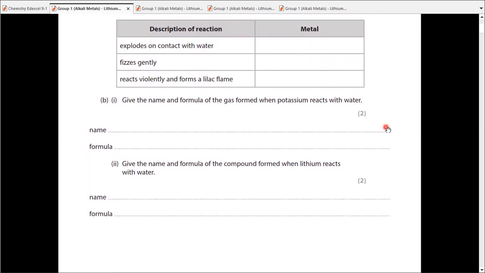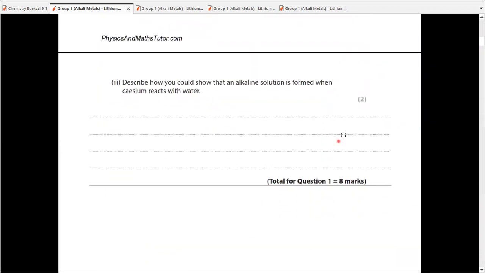Okay, moving on, part 2. Give the name and formula of the compound formed when lithium reacts with water. Lithium hydroxide. Formula will be LiOH. LiOH, right? And which letter would be small in all of these 4 letters? I. Okay, perfect. Moving on. Next one.